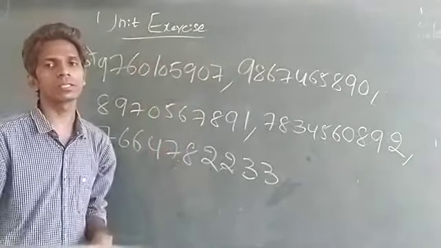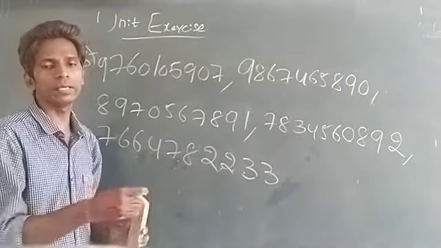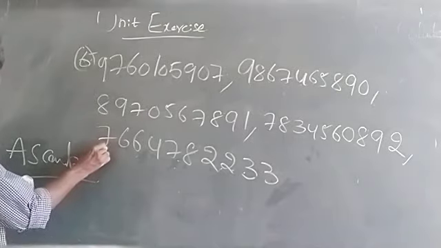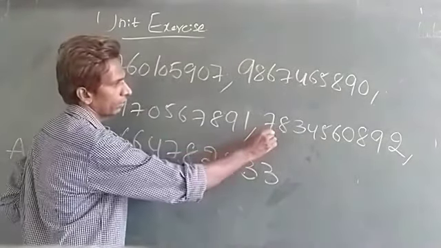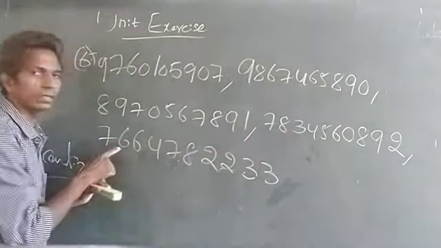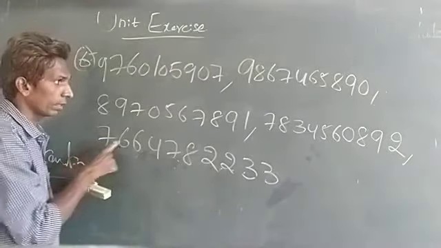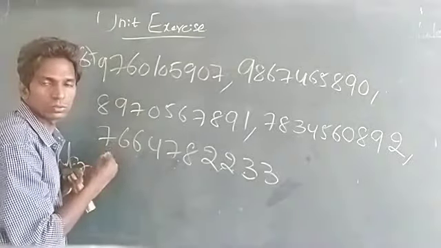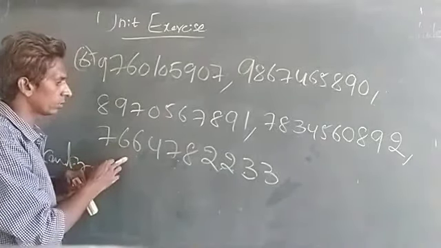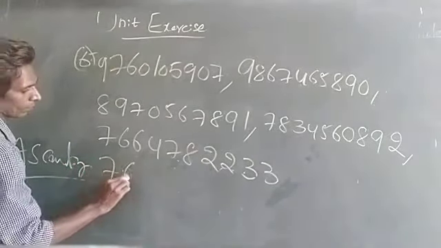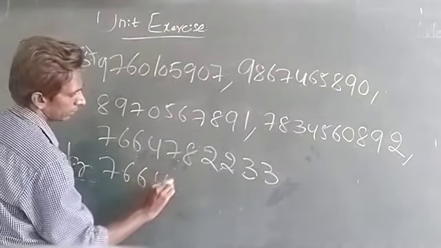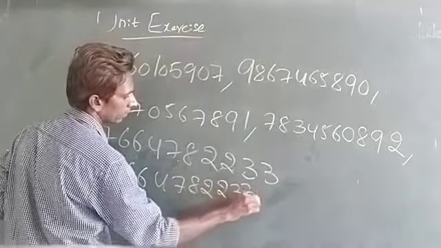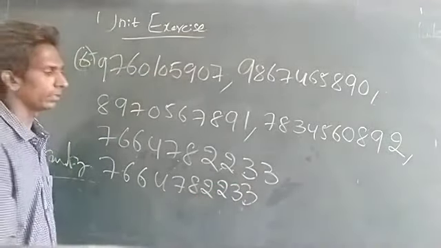So what is the smallest number? I want only first small to big. Ascending order means small to big. So what is the small number? So 783 crores, 766 crores. What is the least number? This is only. So 766 crores, 47,82,233. Again, 233.